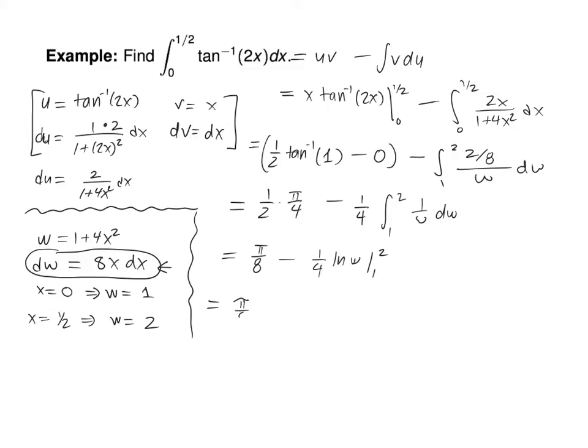So that's pi over 8 minus a quarter times ln 2 minus ln 1. And ln of 1 is 0. So that's pi eighths minus ln 2 over 4.